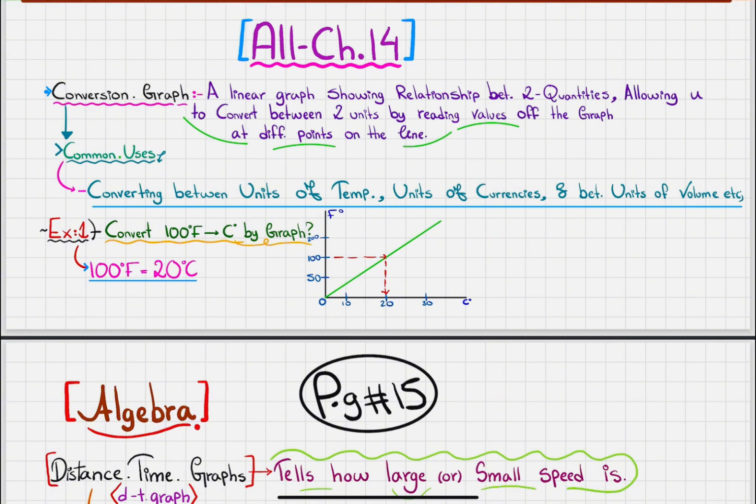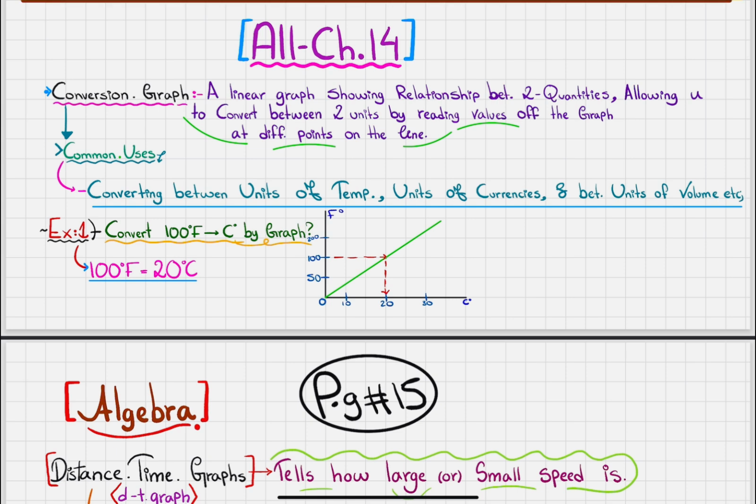The graph is linear because a linear graph is a straight line through the origin. So at 10 degrees Celsius, it is 50 degrees Fahrenheit. So 20 degrees Celsius is 100 degrees Fahrenheit. So just plot up and down using rise and run.